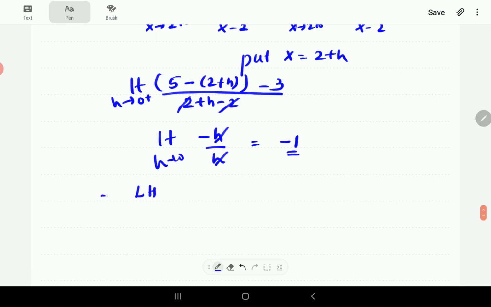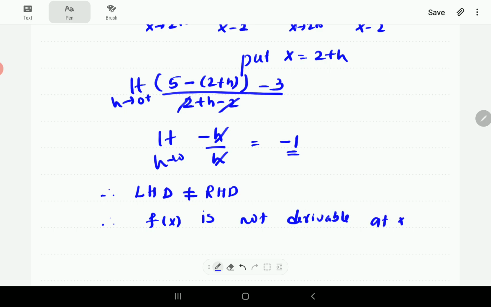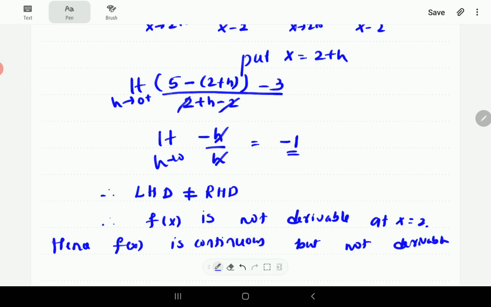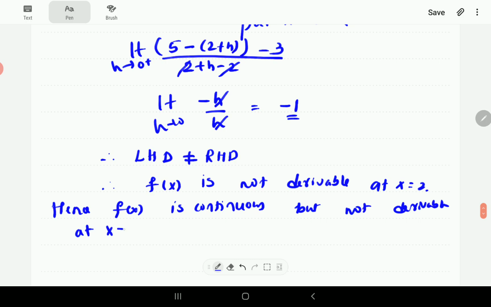So what we concluded is the left hand derivative is not equal to the right hand derivative. Therefore f(x) is not derivable at x equal to 2. Hence what we concluded is that f(x) is continuous but not derivable at x equal to 2.